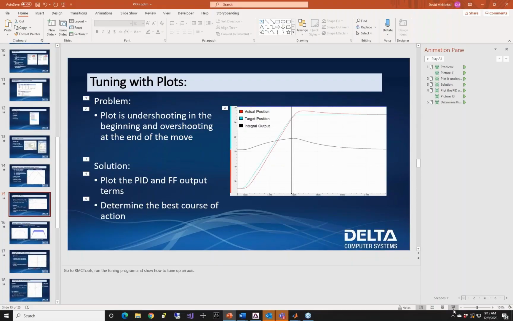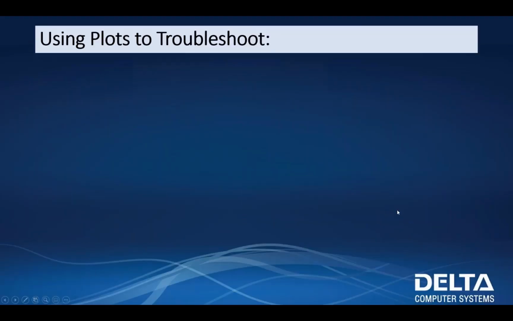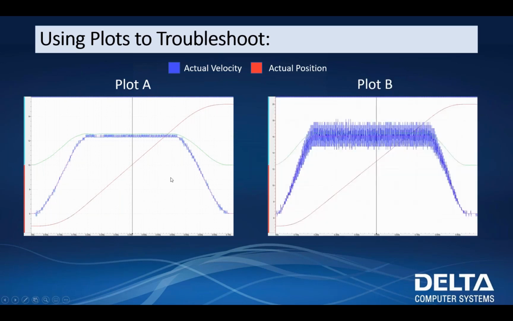Okay, let's look at a few more cases here. So plot A looks pretty good, right? This is just a standard move. There's nothing too crazy here. Everything looks fine. But plot B looks a bit different. There's a lot more going on. There's a lot more noise in the velocity.